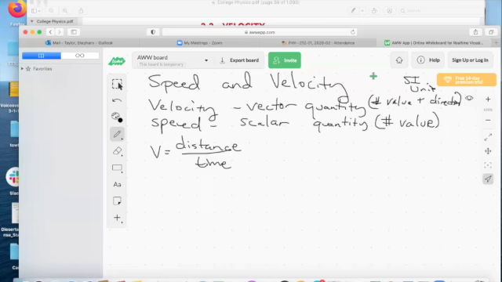So don't forget your directions, north, south, east, west, which we'll be going more into depth on in the vector chapter, which is chapter 3. We'll get into that as well. Your velocity and speed have the exact same SI units: your distance, which is in meters, divided by time, which is in seconds. So your SI unit for speed and velocity is meters over seconds.